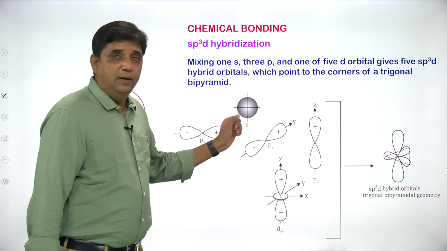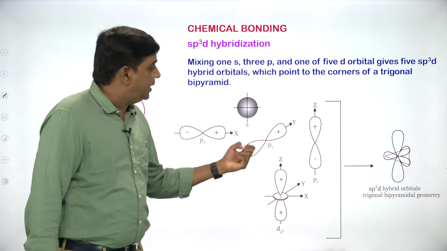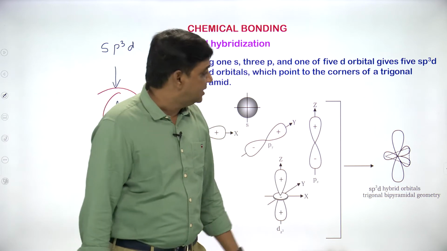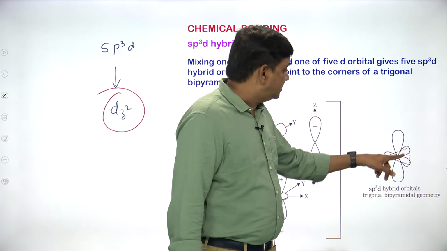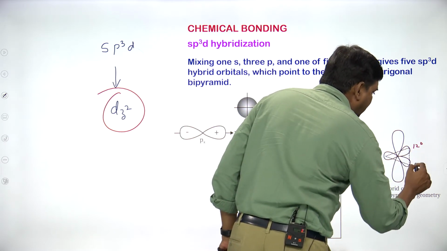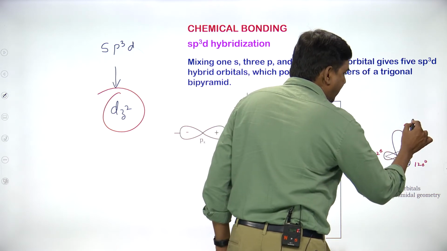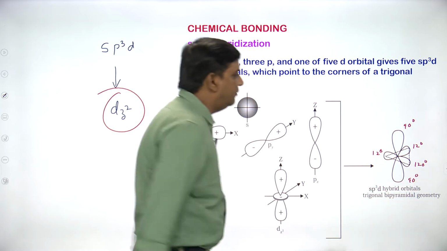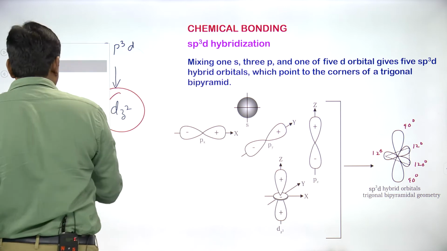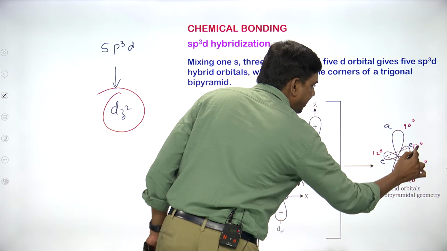So, one s orbital, 3 p orbitals and 1 d orbital intermix and redistribute into the 5 sp3d orbitals. Of these 5 sp3d orbitals, 3 will be at the equatorial position. Equatorial means the bond angle would be 120 degrees, and 2 are axial, at a bond angle of 90 degrees. So a bond angle of 90 degrees means they must be called the axial position. This is axial, this is axial, this is equatorial, equatorial, equatorial.